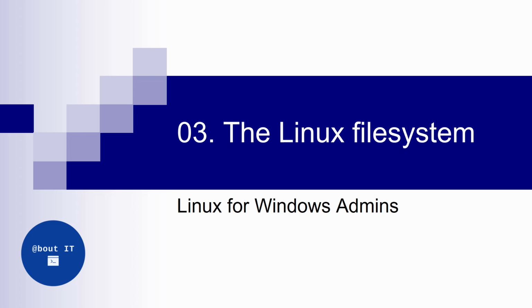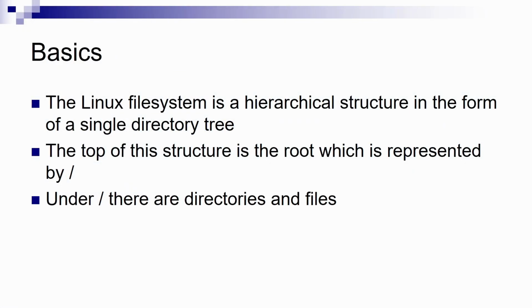In this video we are going to talk about the Linux file system. So, a couple of basic information. The Linux file system is a hierarchical structure which is formed in the form of a single directory tree. At the top of this directory tree is the root, which is also represented by a slash. After the root, exactly under it, you will find directories and files.